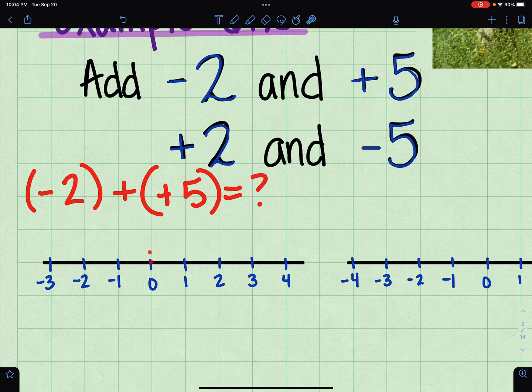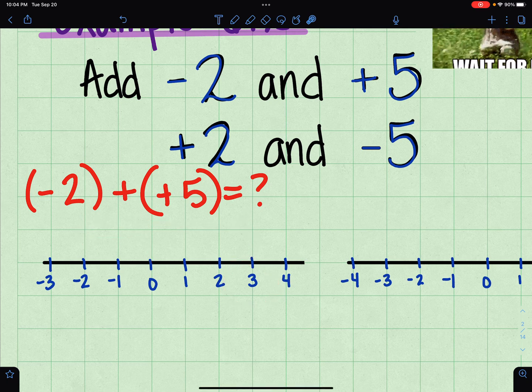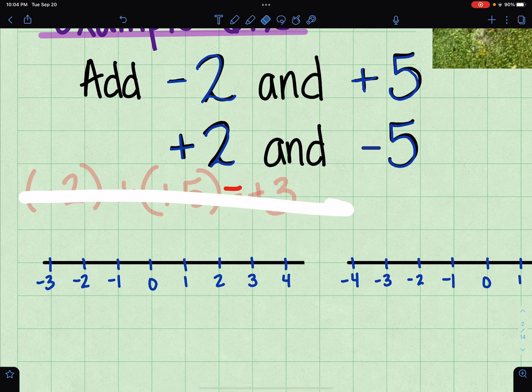We start out at the origin. We're going to go 2 to the left. 1, 2 takes us there. Now we go up from there. We're going to go 5 to the right. 1, 2, 3, 4, 5. Where'd we end up? Positive 3. Okay, so the answer is going to be positive 3. Okay. All right, now we're going to do this second problem. So negative 2 plus 5 is 3, positive 3.